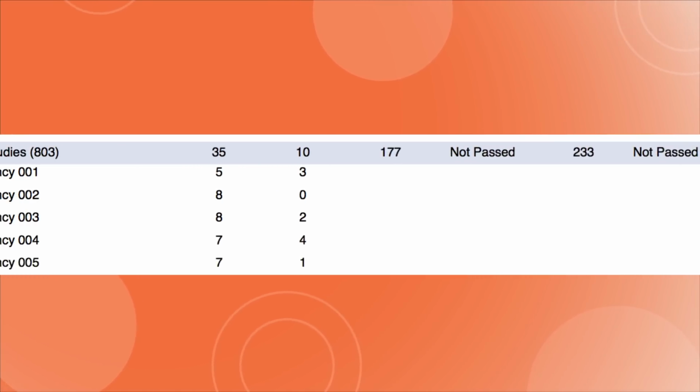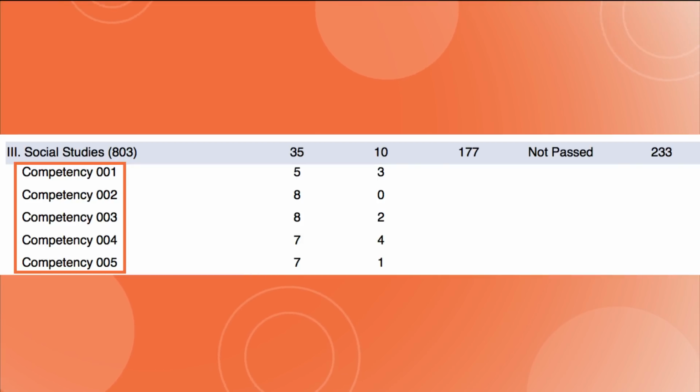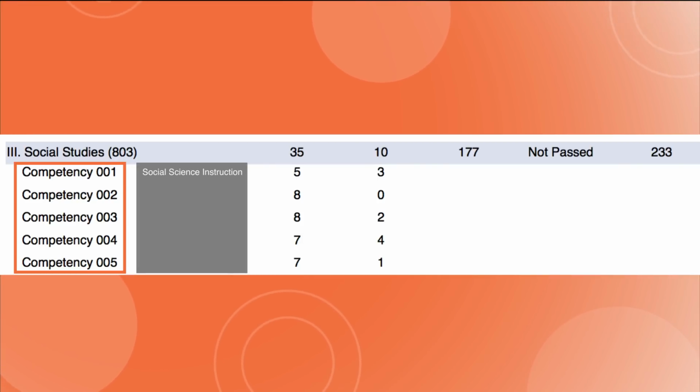As you can see, there are 5 competencies listed, competency 1 through competency 5. These competencies are identified and elaborated upon in the ETS preparation manual. Competency 1 is social science instruction, competency 2 is history, 3 is geography, 4 is economics, and 5 is government.